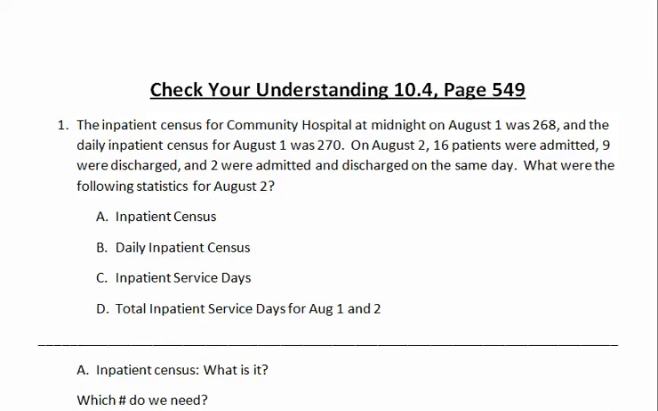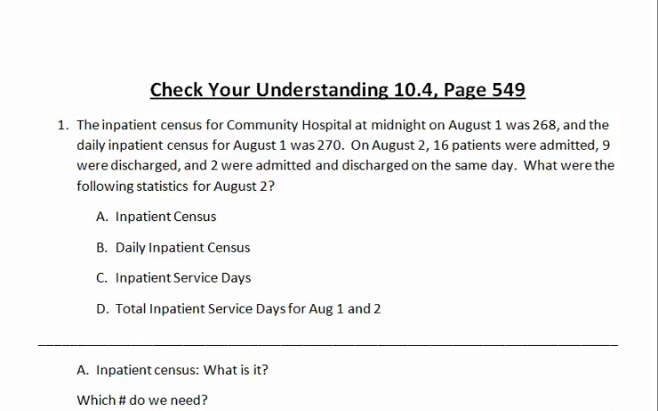The inpatient census for Community Hospital at midnight on August 1st was 268, and the daily inpatient census for August 1st was 270. On August the 2nd, 16 patients were admitted, 9 were discharged, and 2 were admitted and discharged on the same day. What were the following statistics for August 2nd? So then it asks you to find the inpatient census, the daily inpatient census, the inpatient service days, and the total inpatient service days for August 1st and 2nd.